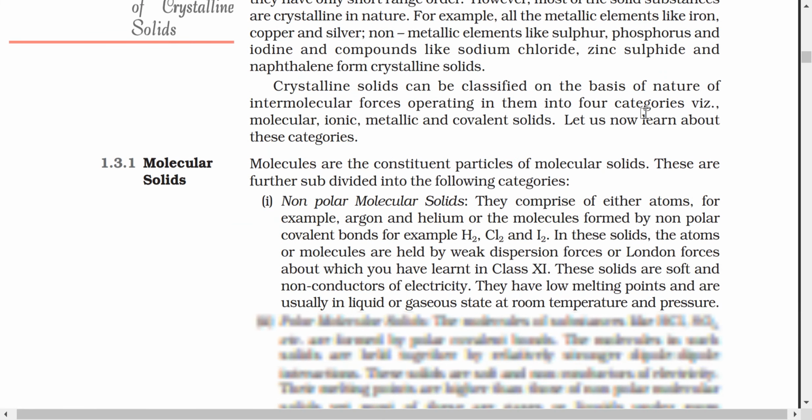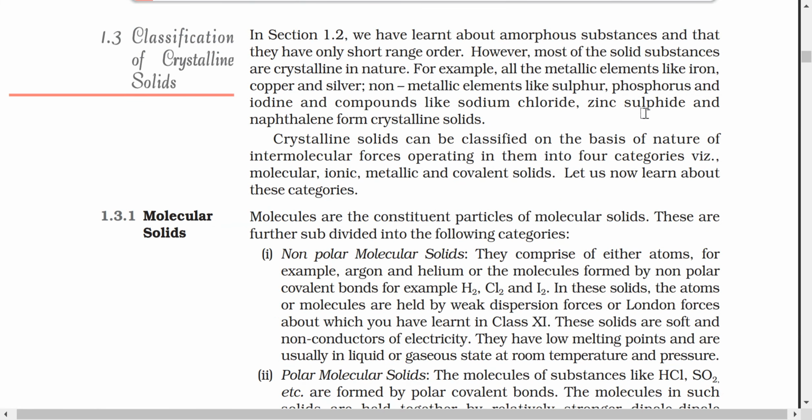Moving on to classification of crystalline solids. We have learned about amorphous substances and that they have only short range order. However, most of the solid substances are crystalline in nature. For example, all the metallic elements like iron, copper, silver, non-metallic elements like sulfur, phosphorus, and iodine, and compounds like sodium chloride, zinc sulfide, and naphthalene form crystalline solids. Okay, this is mostly what we see.